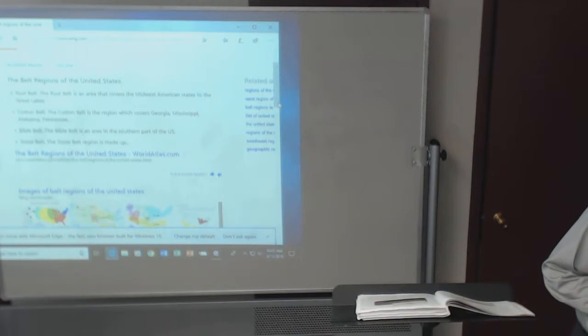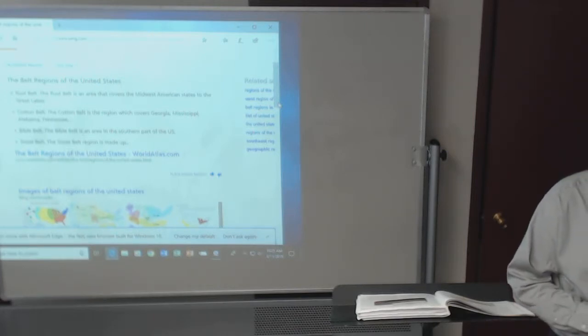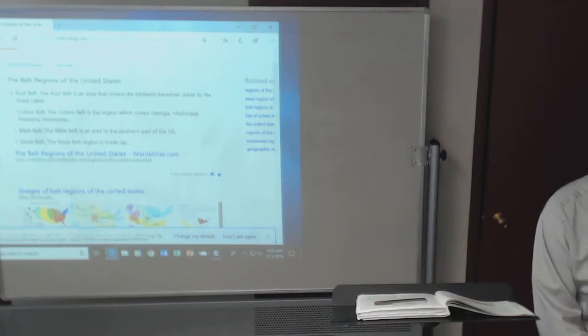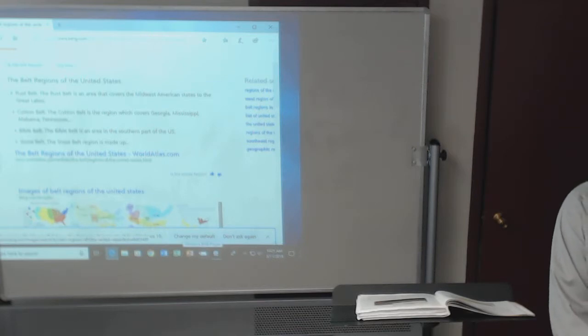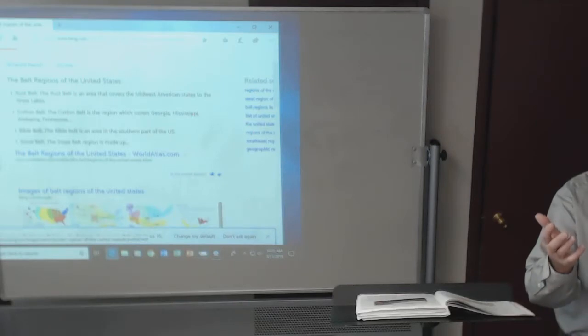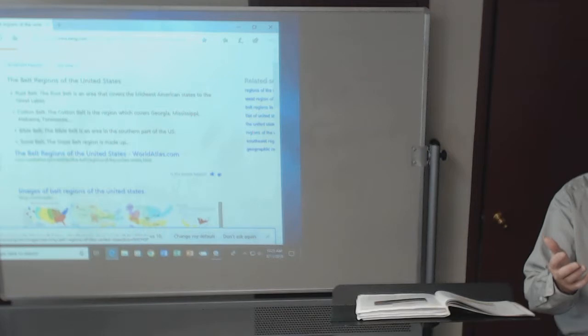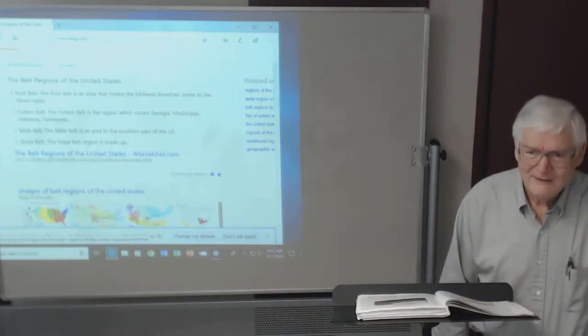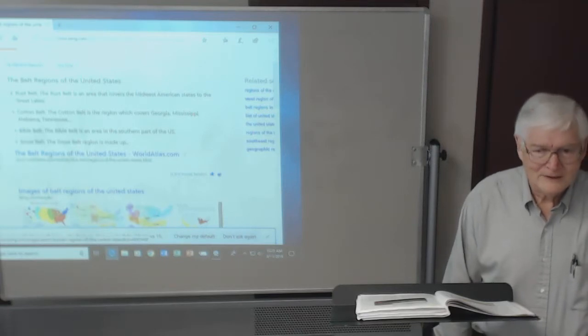Any idea why Georgia, Mississippi, Alabama, and Tennessee are called the Cotton Belt? You say, I don't know. They have a lot of cottonwood trees down there. Any idea? Anybody want to guess why it's called the Cotton Belt? They produce a lot of cotton. They raise cotton. Do we raise cotton in Missouri? When I discovered that a few years ago, I go, what? Where do they raise cotton in Missouri?